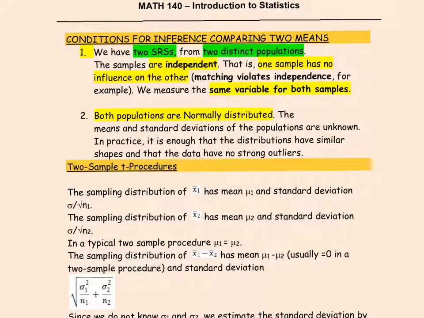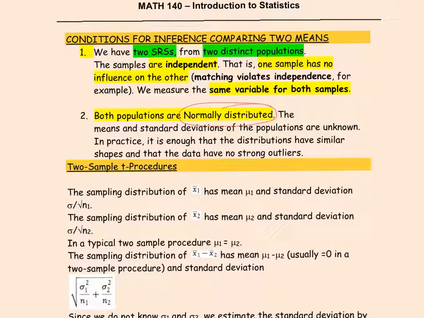When we use the two sample procedures, there are a few conditions we need to check before we treat it like a two sample problem. The first thing is, are the two samples independent of each other? Are they coming from either two distinct populations or two different independent samples from the same population? We also need to make sure that the populations from which we are extracting the simple random samples are normally distributed.